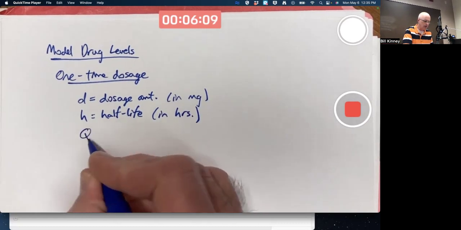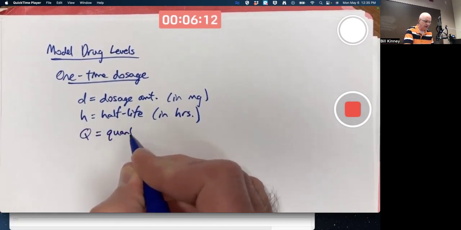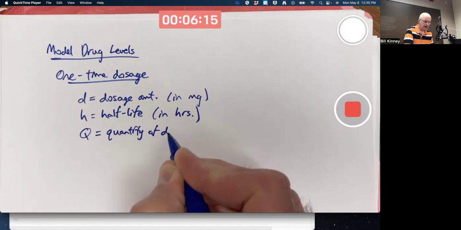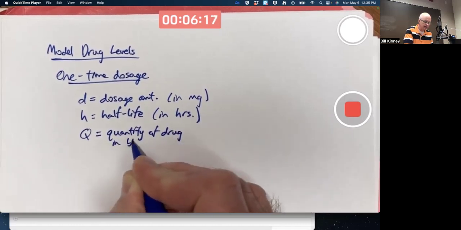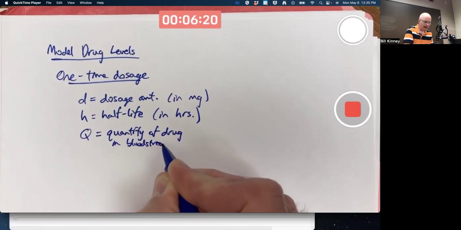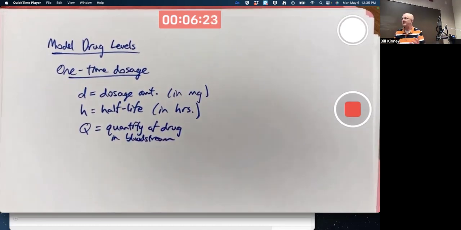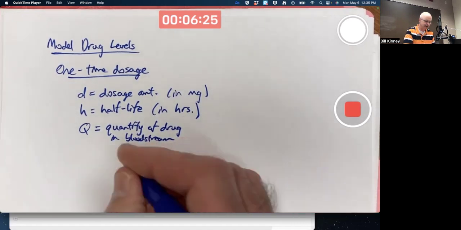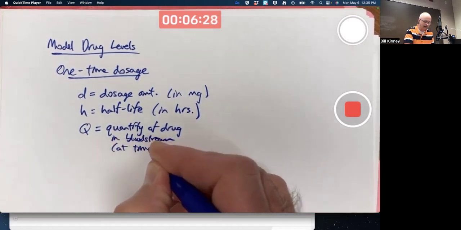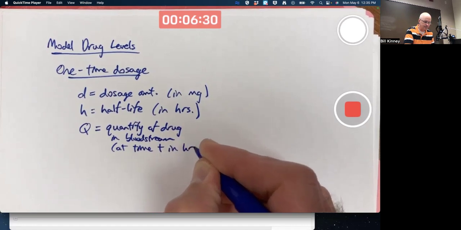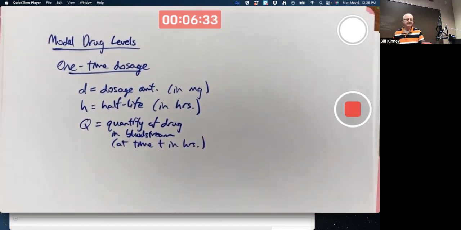We're going to let Q be the quantity or amount of the drug in your bloodstream. And it's a variable. It's really a function of time, at time t in hours. D and H are constants or parameters, if you prefer. Q and t are true variables for the differential equation, and ultimately the solution, the exponential decay function that solves the differential equation.